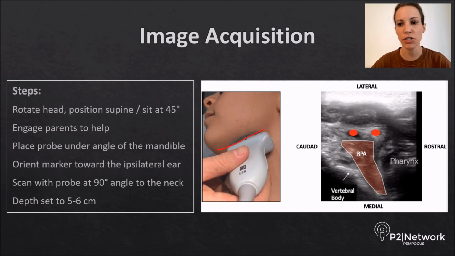So next, as we mentioned, you place the probe marker under the angle of the mandible, as you see in this picture. It's pointing towards the ear on that side. The probe itself should be at about a 90-degree angle to the neck, and the depth of the ultrasound machine should be set to about 5 to 6 centimeters, depending on the age of the patient and the degree of overlying adenopathy. So remember, if you have a significant amount of adenopathy, you're really going to need to increase your depth, and vice versa.